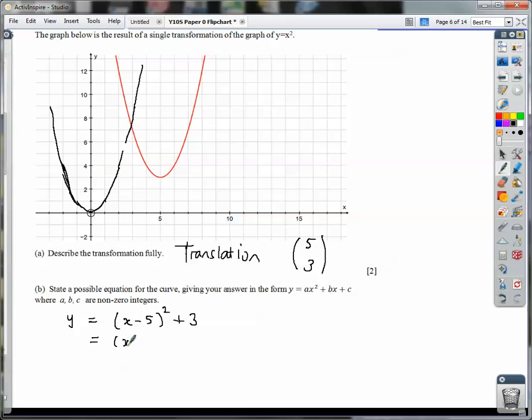Before we finish, it's x minus 5 all squared. Remembering it's x minus 5 multiplied by x minus 5. So that's going to be x squared, subtract 5x and then subtract another 5x, so subtract 10x. Minus 5 times minus 5 is plus 25. Plus 3. So that gives us y equals x squared subtract 10x plus 28. So we can see that it's in the correct form. A in this case is 1, B is minus 10, and C is 28.